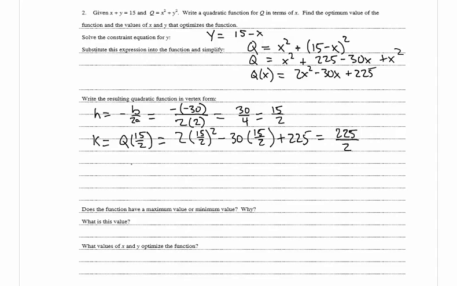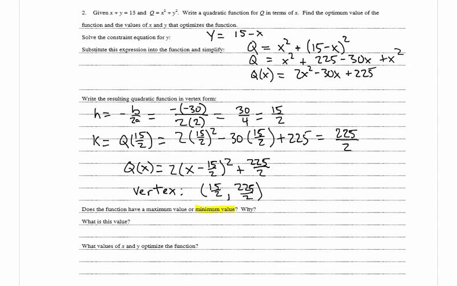So now in vertex form, q of x is equal to a, which is 2, times x minus h, which was 15 halves, squared, plus k, plus 225 over 2. So our vertex is 15 halves and 225 halves. And now they ask us, does this function have a maximum value or a minimum value? And since our quadratic function opens up, we have a minimum value.